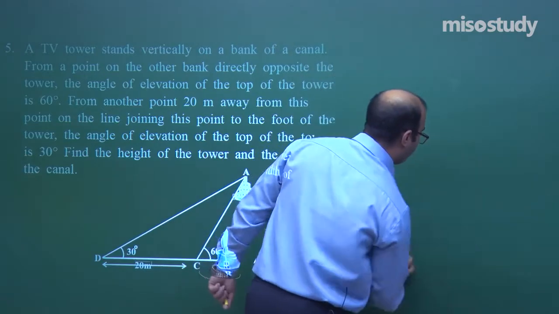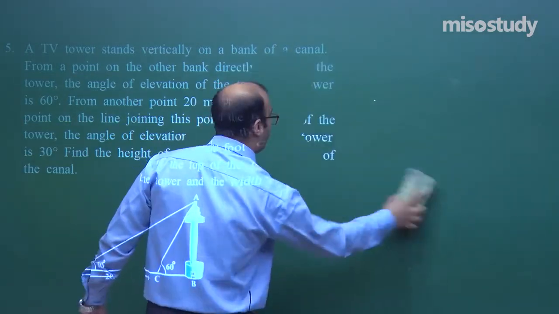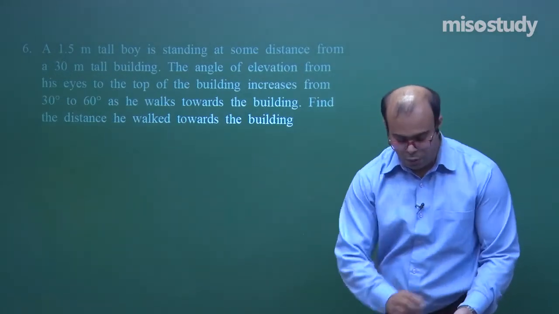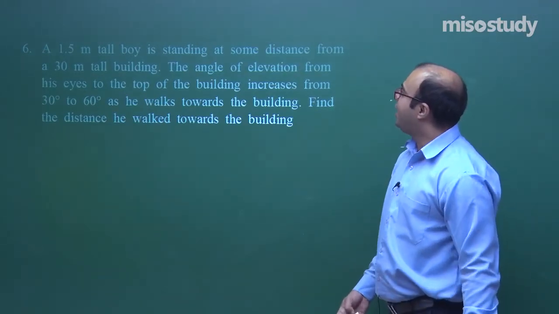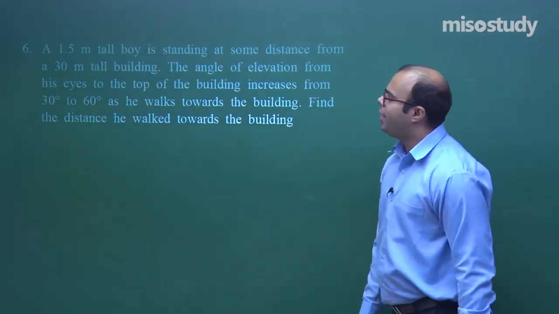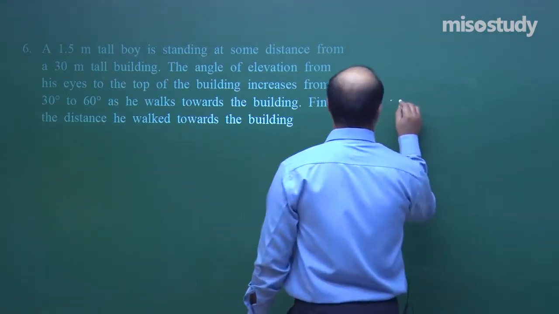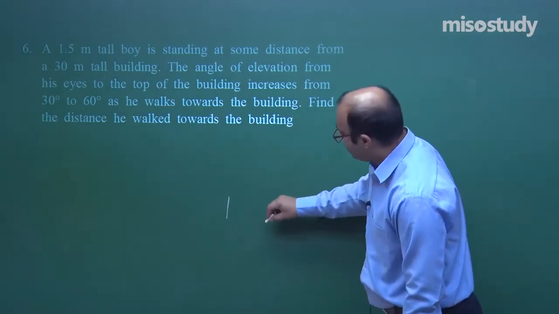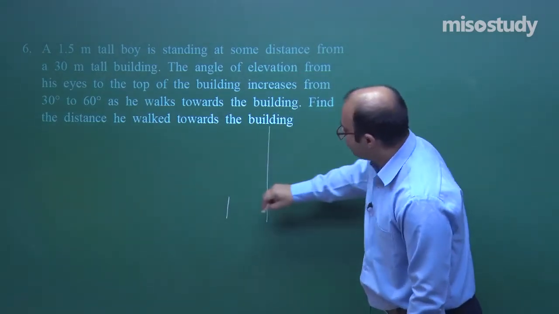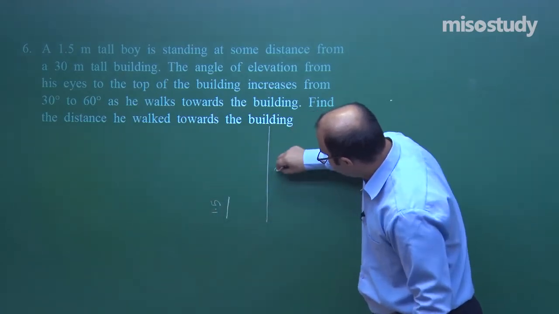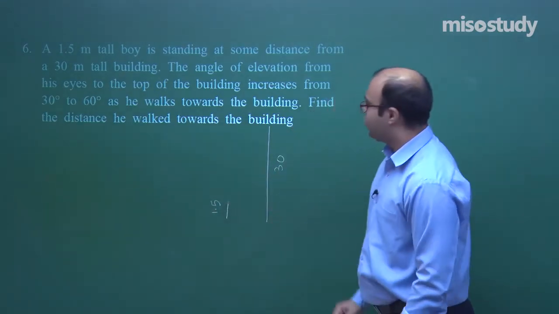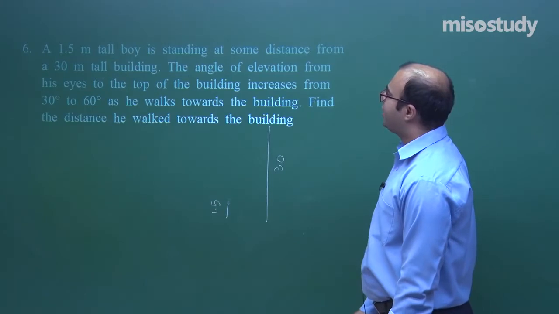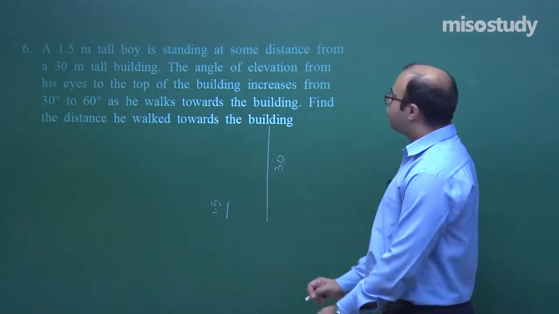Now, let us come to the next question, which is also of 4 marks, that is the 6th question. A 1.5 meter tall boy is standing at some distance from a 30 meter tall building. So, there is a 1.5 meter tall boy, let us suppose this is the boy, and he is standing at some distance from a 30 meter tall building. So, this is 1.5, this is 30, this is shorter, we are not drawing to the scale. The angle of elevation from his eyes to the top of the building increases from 30 degree to 60 degree as he walks towards the building.